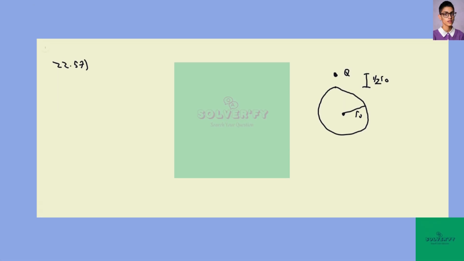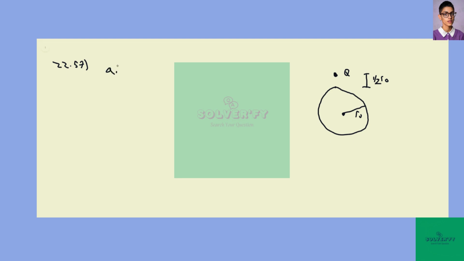Okay, so we're doing chapter 22, problem 57 here. It says a point charge Q is placed at a distance r0 over 2 above the surface of an imaginary spherical surface of radius r0. And this is what we have shown here in this drawing.